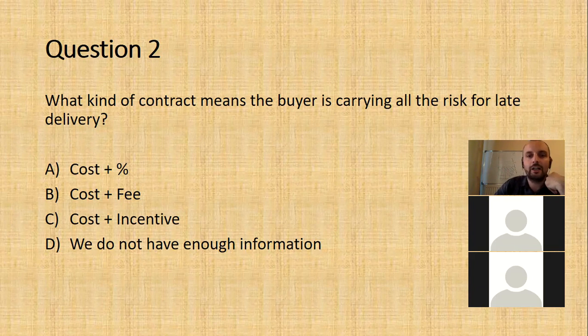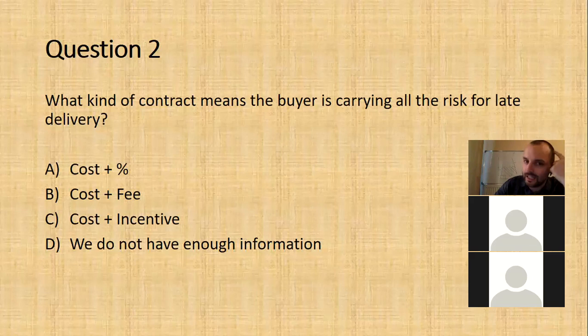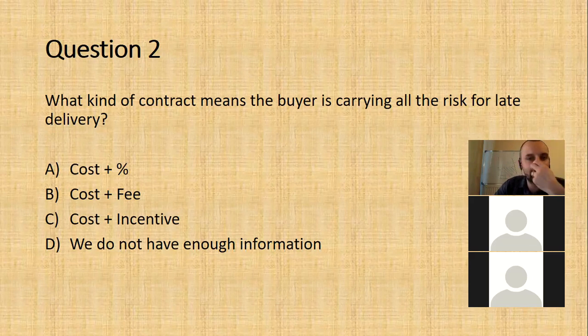So I want you to build me a house, and I'm thinking I don't want to carry all of the risk for it being late. What kind of contract should I not use because I would be carrying all the risk of a late delivery? You don't have any incentive to finish the project early.